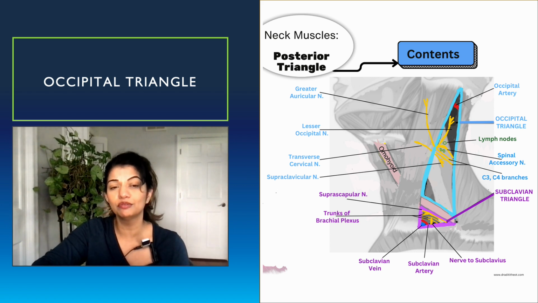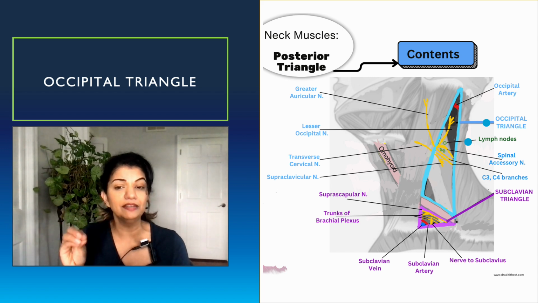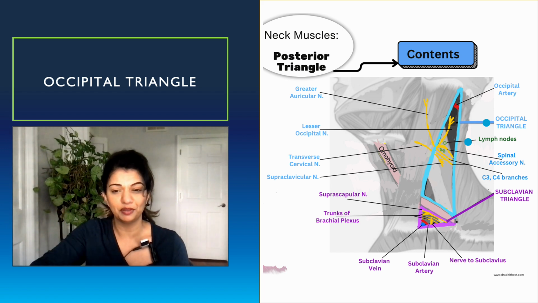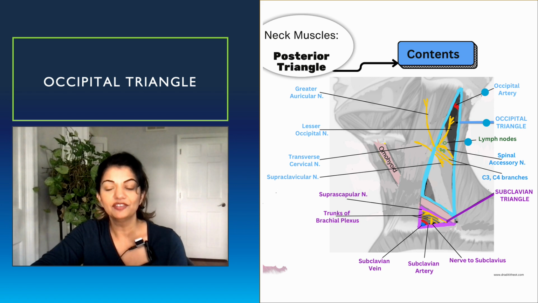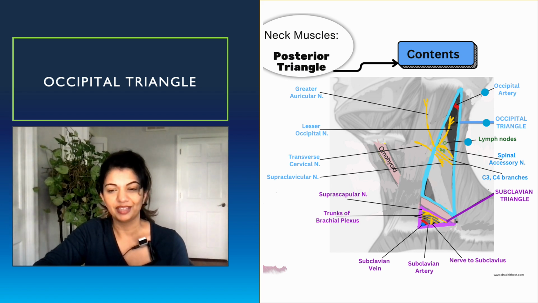So let's go through the occipital triangle and discern what the contents are. All right, so the occipital triangle is this blue area here. And then as you can see, there are some lymph nodes that are apparent in this posterior triangle. Then we've got the occipital artery at the very top, intersecting towards the apex. The greater auricular nerve.